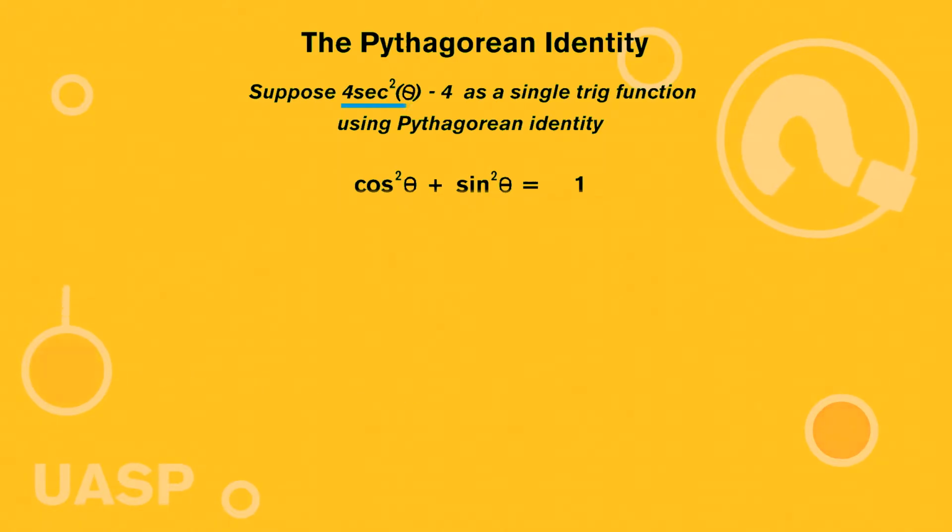What they'd like us to do here is essentially translate this and make it into just a single trig function. So any kind of trig function, right? Cosine, sine, tangent, cotangent, everything like that.